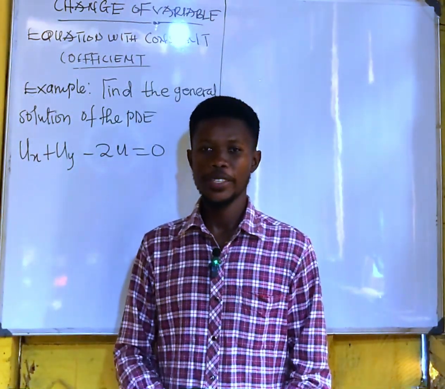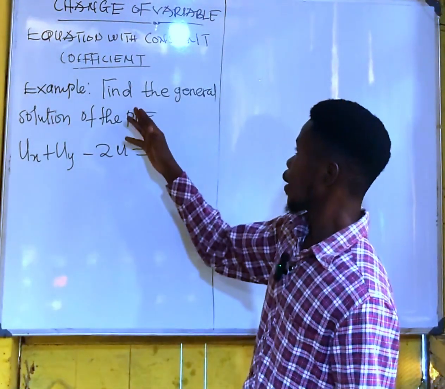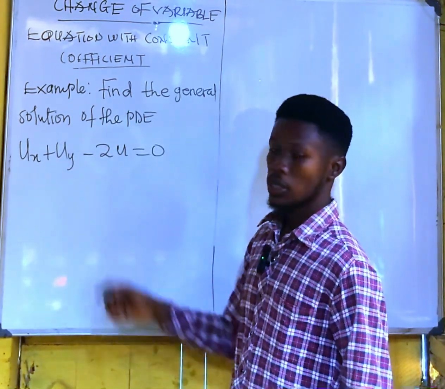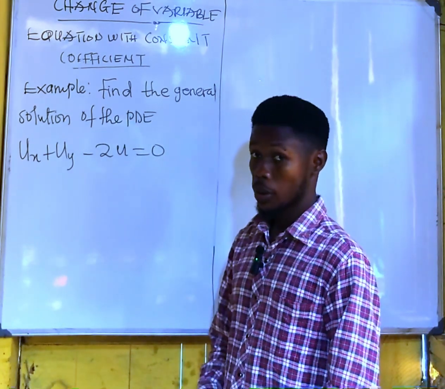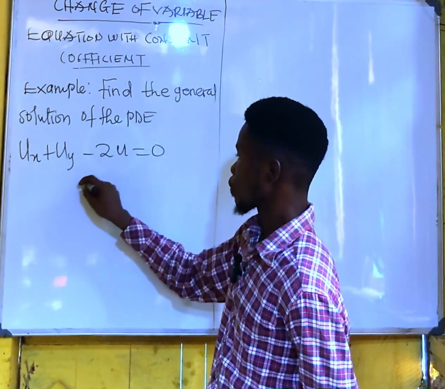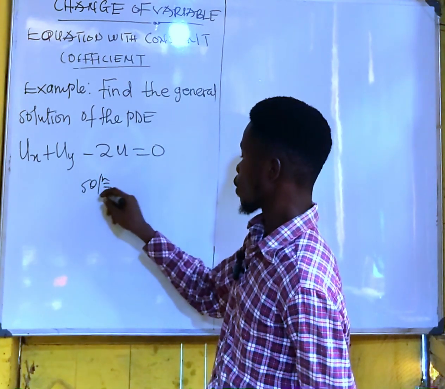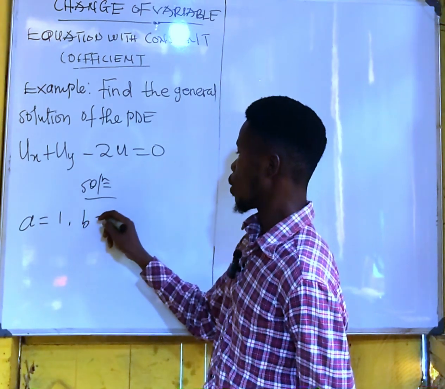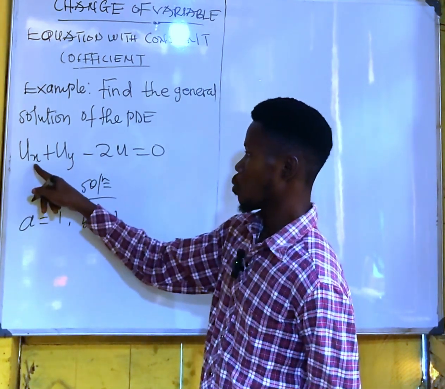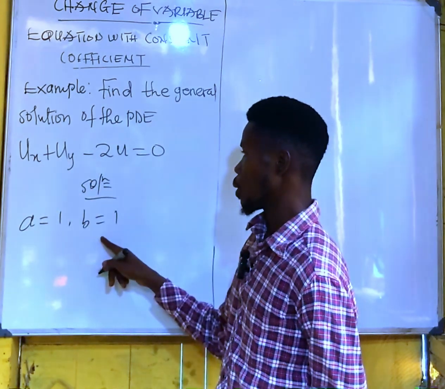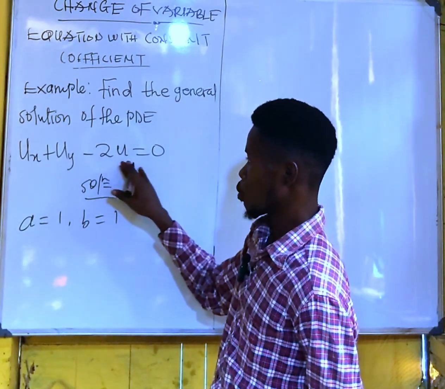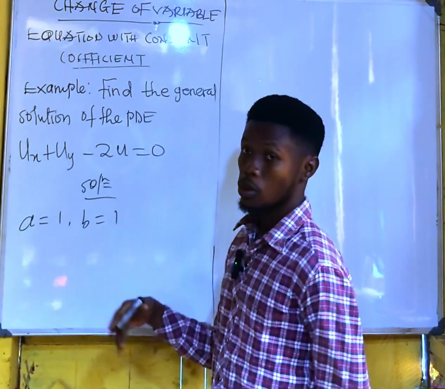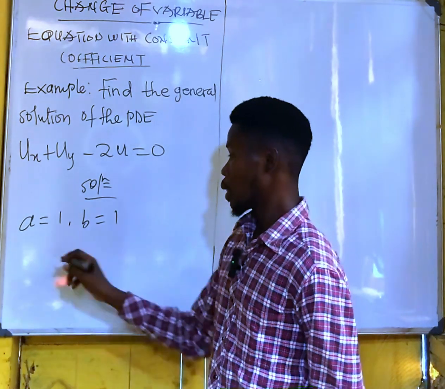Okay, so now let's look at the first example. Find the general solution of the PDE. We are using the change of variable to do so. The first thing is you have to be able to identify your a. So our a is 1, our b is 1. The coefficient of ux is a, the coefficient of uy is b. For this one, it's not important, because you only need the tan.